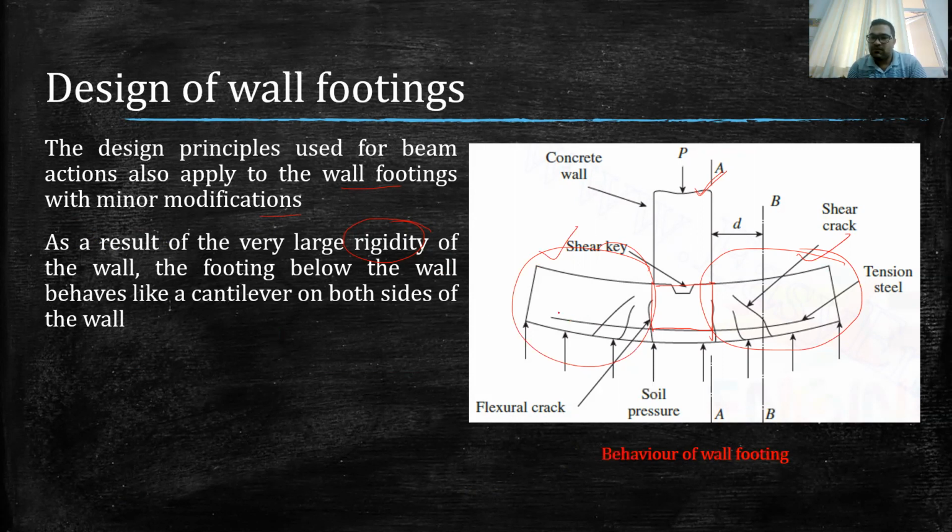And therefore, we have discussed in the last lecture also that the critical section for the bending moment in that case passes along the face of the column. If we are designing a wall foundation, then in that case the critical section will pass through the face of the wall, which means the face of the wall will be this one. So the critical section will be this one and also this one.